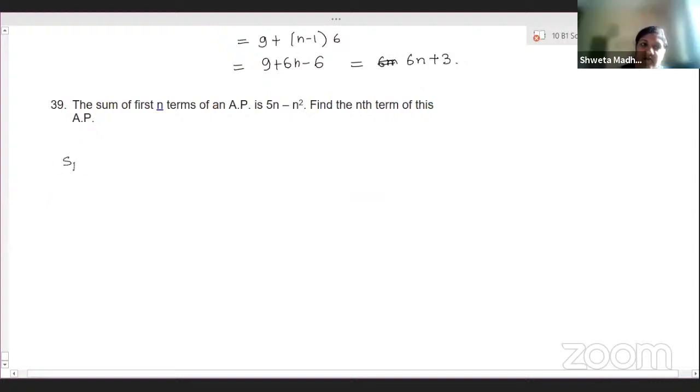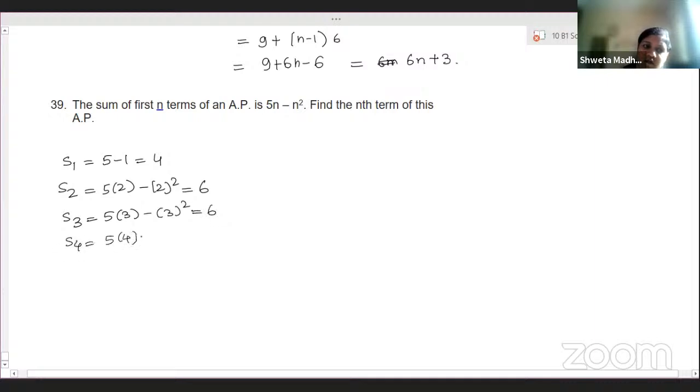S1 is n equal to 1, so 5 minus 1, it is 4. S2 is equal to 5 into 2 minus 2 square. 5 2 is 10, 10 minus 4 is 6. S3 is equal to 5 into 3 minus 3 square. 5 3 is 15 minus 9, 6. S4 is equal to 5 into 4 minus 4 square. 20 minus 16 is 4 again.